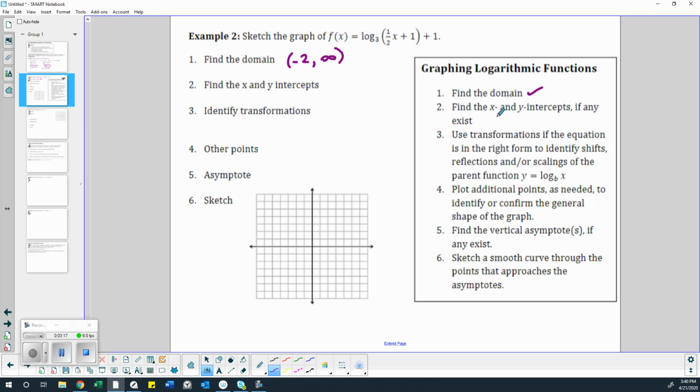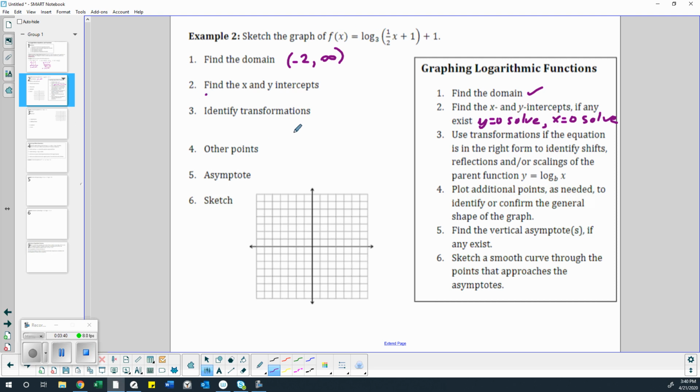If you've forgotten how to find the x and y intercepts, we need to set y equal to 0 and solve, and then we're going to set x equal to 0 and plug that in and solve. Okay, so for our x-intercepts, we set y equal to 0. So this is y, f of x equals 0.